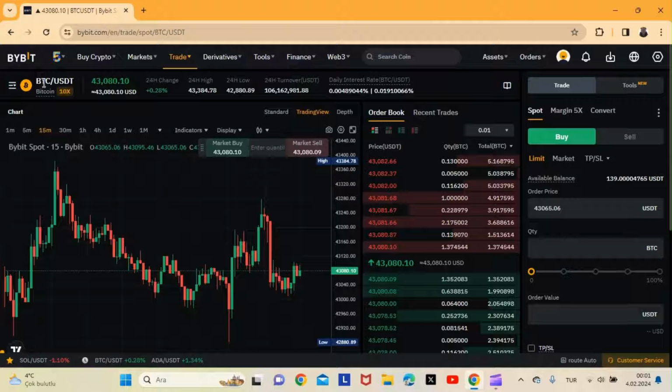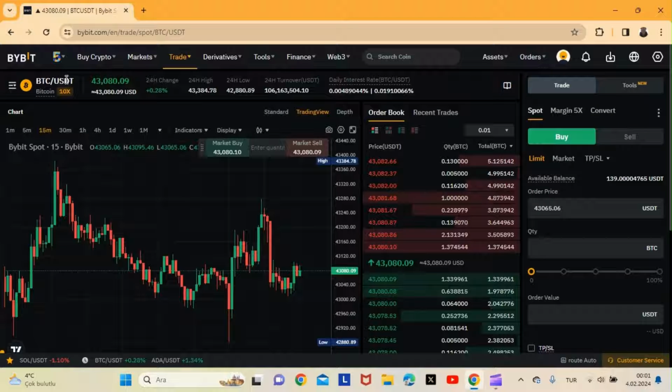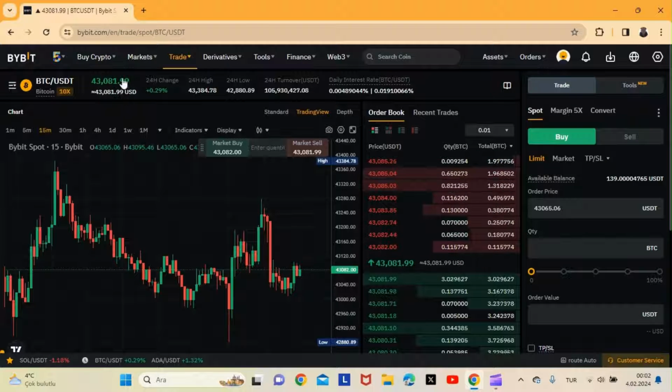Okay. So now let's say we want to buy BTC. We already have funds transferred into our account. So this is BTC/USDT. This price you are seeing at the top here is the current price of Bitcoin, which is 3,081.99 cents.